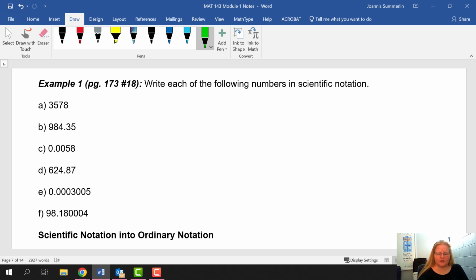I need my decimal point to go behind the very first number. So I'm going to have 3 and then my decimal point. And then I keep writing all those significant digits. So I'm going to keep writing the 5, 7, 8. They all get written down. We don't ignore them. They stay there. Then times my 10. And then I need an exponent. My exponent is the number of times my decimal point had to move.